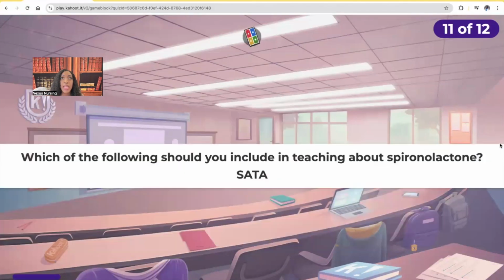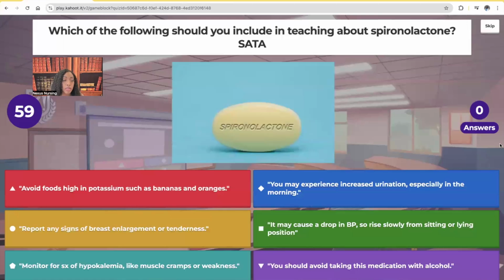All right, select all that apply. Which of the following should you include in teaching about spironolactone? Here are your options. Avoid foods high in potassium, such as bananas and oranges. You may experience increased urination, especially in the morning. Report any signs of breast enlargement or tenderness. It may cause a drop in blood pressure, so rise slowly from sitting or lying position. Monitor for symptoms of hypokalemia like muscle cramps or weakness. You should avoid taking this medication with alcohol. Those are your options. Select all that apply.